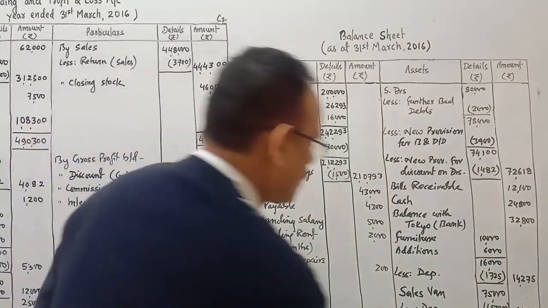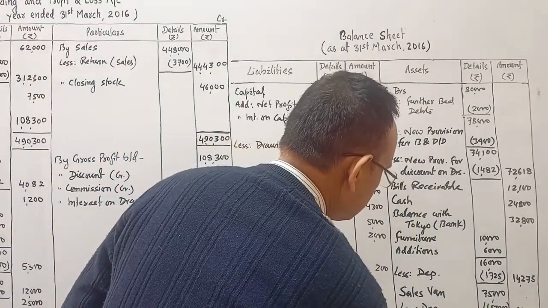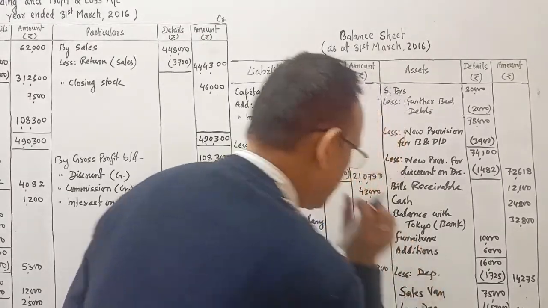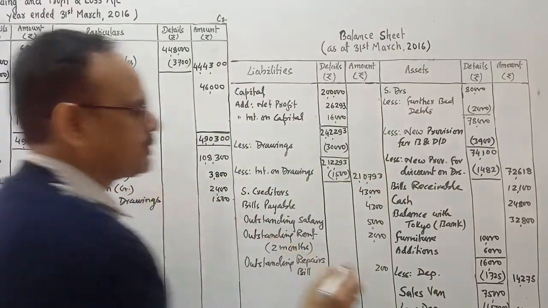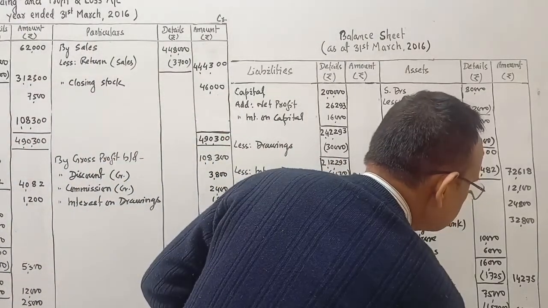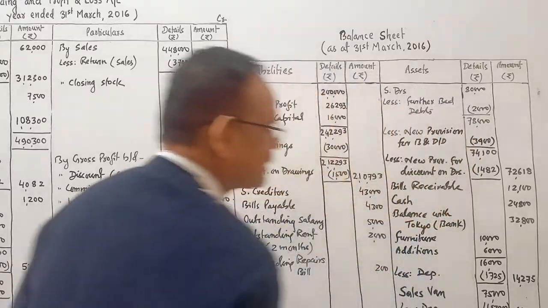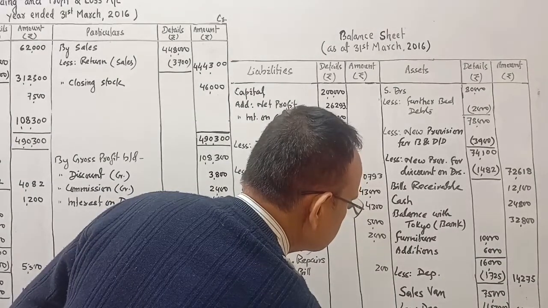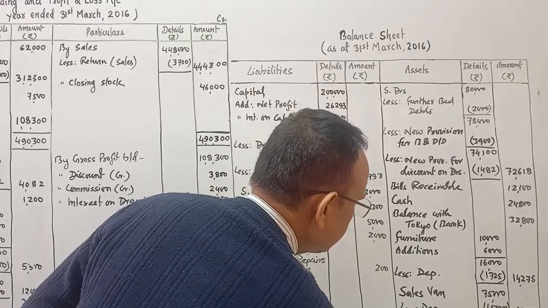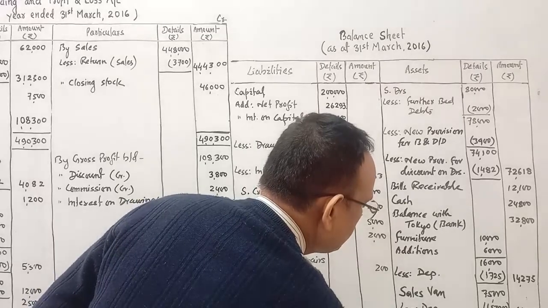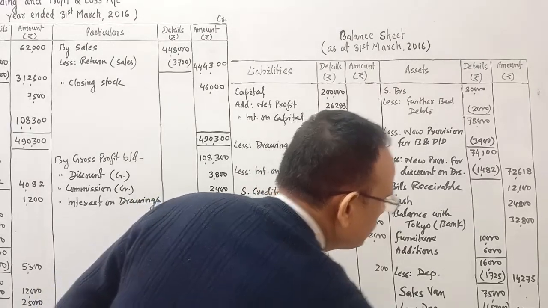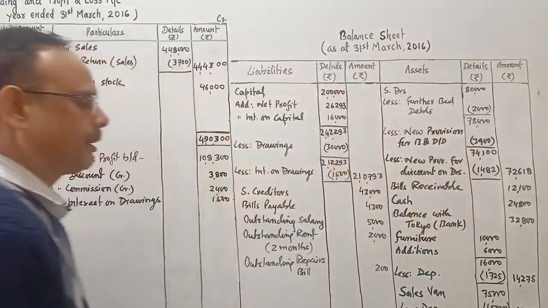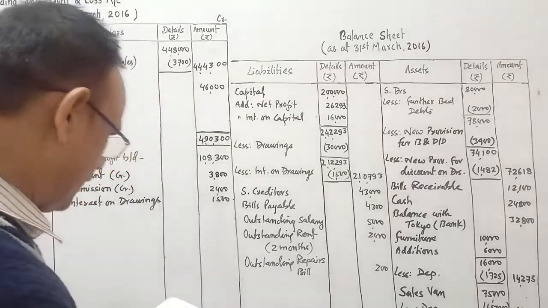After that closing stock is given. 46,000 is closing stock. One more item which is left here, that is prepaid insurance. 9 months insurance was paid in advance. Prepaid insurance was 2,700. It's a 9 months insurance premium paid in advance.